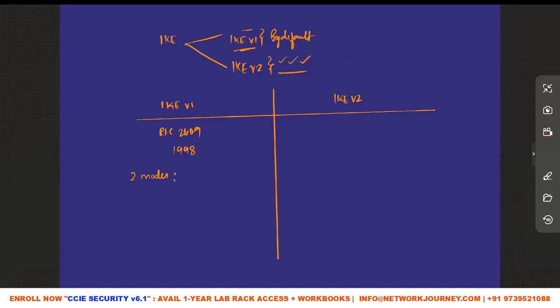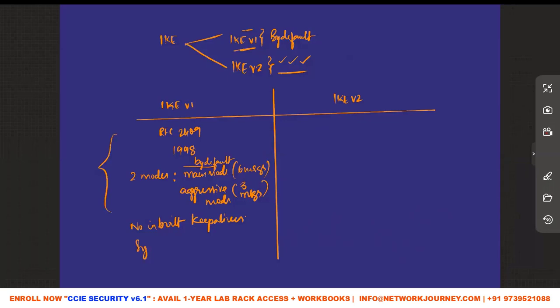So two modes. One is main mode, which has 6 messages to exchange. Then the aggressive mode, which has 3 messages. Either one, by default, is enabled. There is no inbuilt keepalive, and it supports both symmetric and asymmetric key exchange processes.